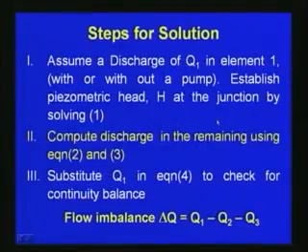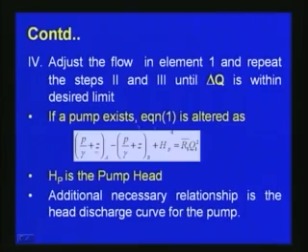So, if a pump exists, say for example with respect to A and B, then we have to consider that pump also. So, the equation can be written as P by gamma plus Z at A minus P by gamma plus Z at B plus H P is equal to R 1 bar Q 1 square. So, equation 1 is modified by adding the pump head H P.